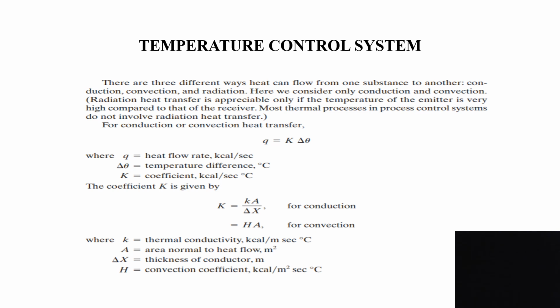Radiation we are not going to consider because the parameter we are going to measure is temperature. If we consider radiation, there will be a loss of heat, and we are not going to concentrate on the loss of heat. We are going to concentrate only on conduction or convection heat transfer. The heat flow rate is represented as K into delta theta, where K is a coefficient and theta is a temperature. For conduction, K is represented as Ka by del x, and for convection it is represented as H into A.